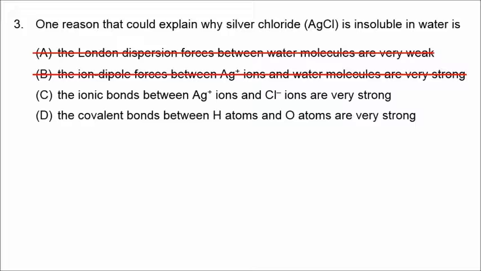And then in letter D, even if the covalent bonds within a water molecule are very strong, the bonds that are covalent within a water molecule are not being broken in the solution formation process. So the correct answer is C. If it's difficult to separate the ionic bonds between silver and chloride, that would explain why it doesn't tend to break up and dissolve and dissociate in water. So correct answer is C.